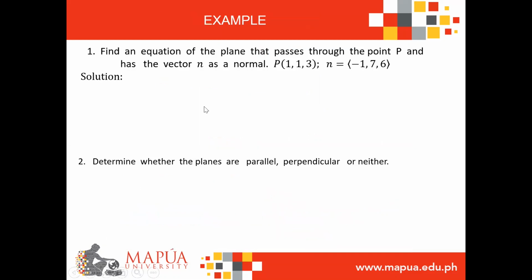Let us work this example. Find an equation of the plane that passes through the point P and has the vector n as a normal. So we have here given point P whose coordinates are 1, 1, 3, and the normal vector whose components we have here given as negative 1, 7, 6.